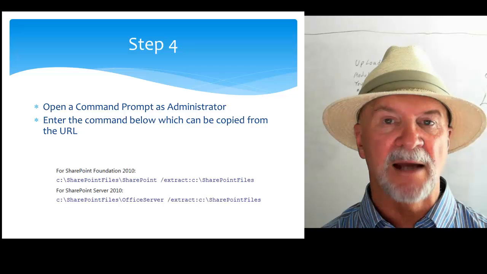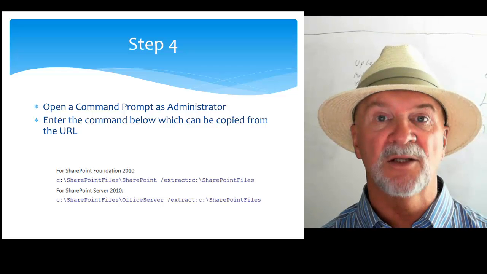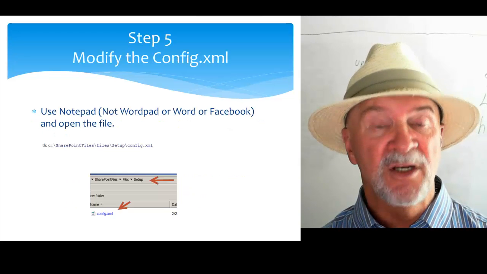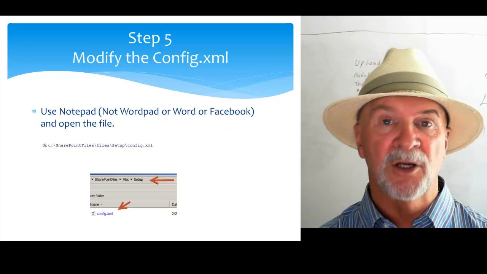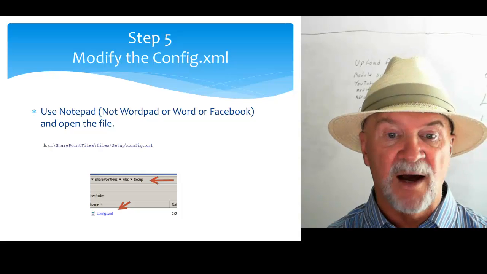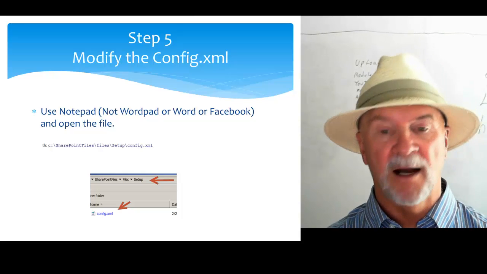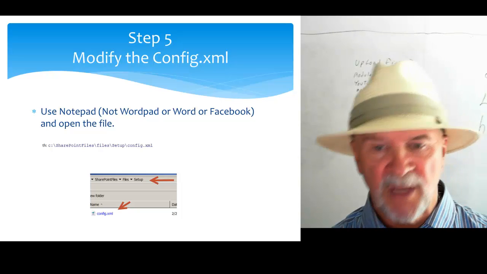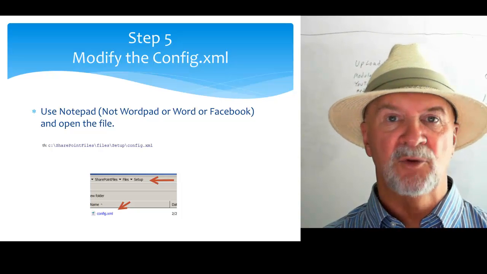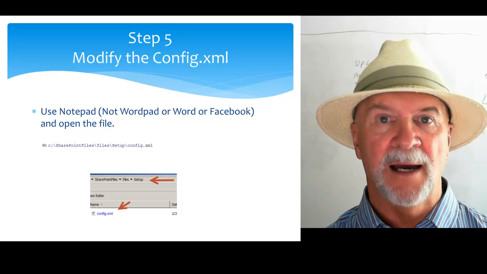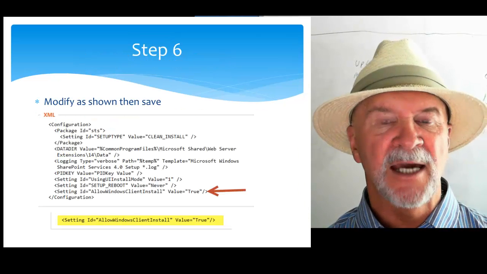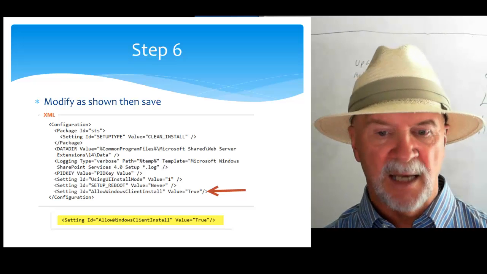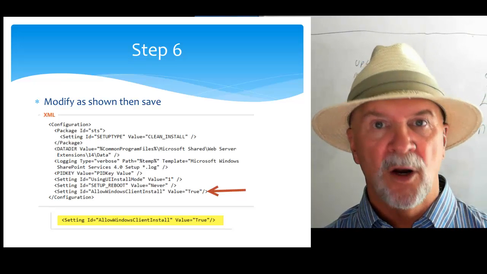You're going to extract out the files because you're going to need to do a modification. That modification is of the config file. You're going to use Notepad to open the config file in SharePoint Files, the folder you created, after you've extracted it: the Files folder, the Setup folder, config XML, and you will open that in Notepad. Then you would do the modification shown. You can copy that modification, the element setting, on over.